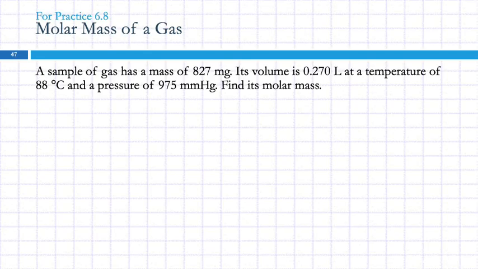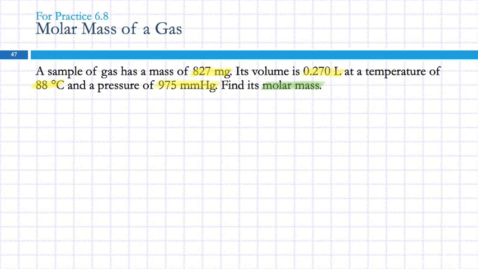So let's do an example. A sample of gas has a mass of 827 milligrams. Its volume is 0.270 liters at a temperature of 88 degrees Celsius and a pressure of 975 millimeters of mercury. Find its molar mass. So again, we want to identify all the numbers that were given. So we have a mass there, and a volume, and a temperature and a pressure. And then identify what we are trying to find. So we're trying to find the molar mass.